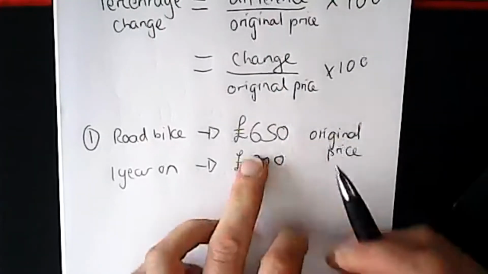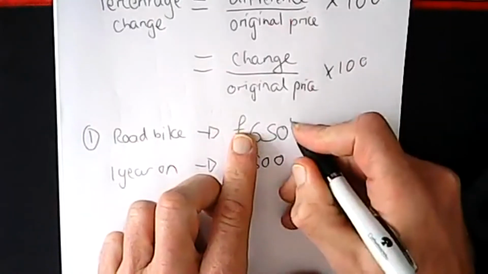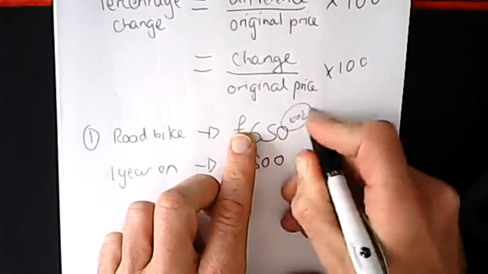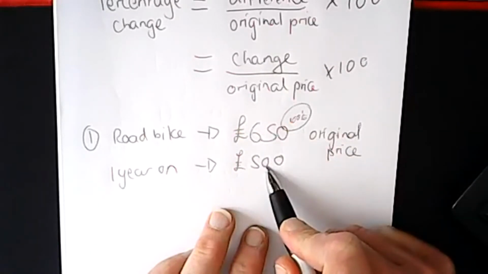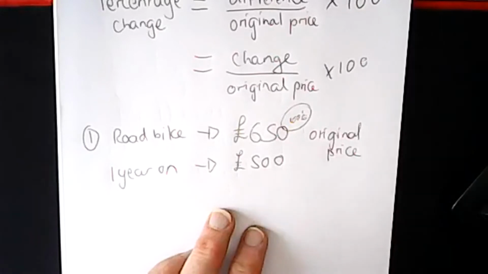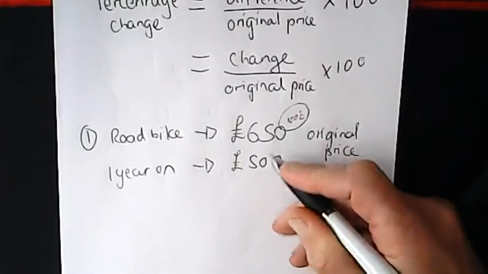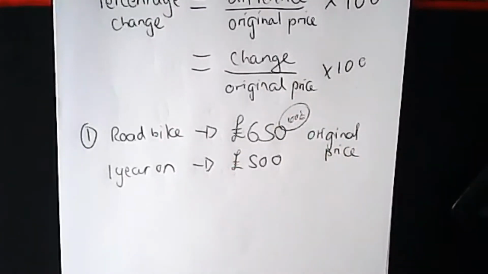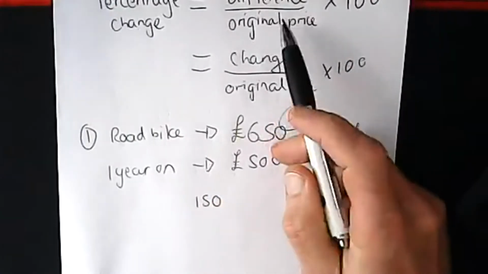So how do we work out the percentage change here? We find the difference between the original, which is 100% of the value, compared to the price a year on, or after some sort of time difference. So 150 is the difference. Don't worry about pluses and minuses here. The difference means biggest minus smallest. So that's 150.